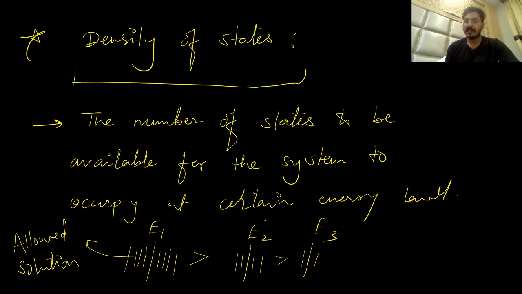There may be certain energy state where so many states can be occupied, or so many states can be available for the system to occupy, and there may be some energy states where there is no allowed solution, or there is no state that can be occupied by the system. So these two possibilities are there. So what is the use of this density of states? Okay, so we have to write that thing. This definition just won't fetch us marks. Okay, so we have to write something which is different.